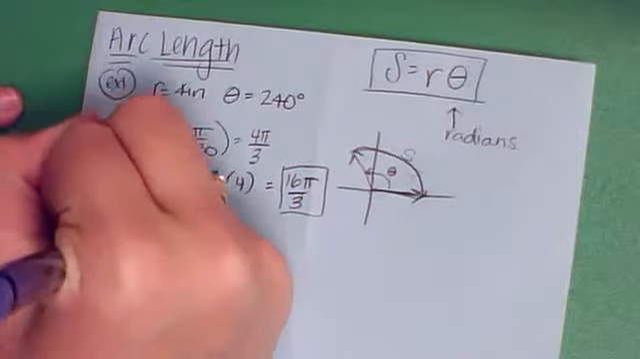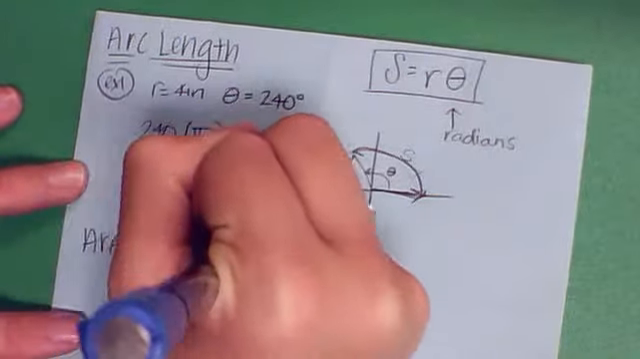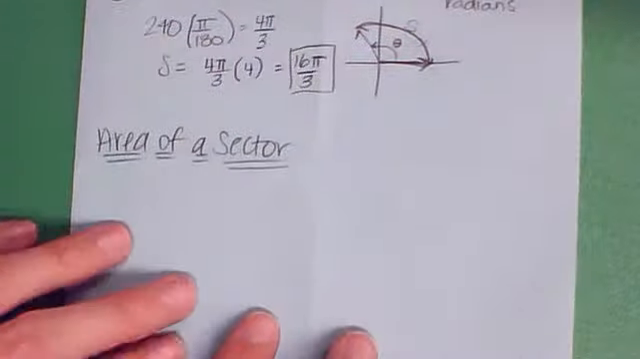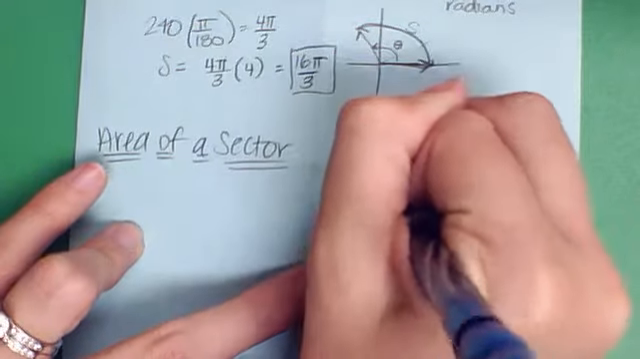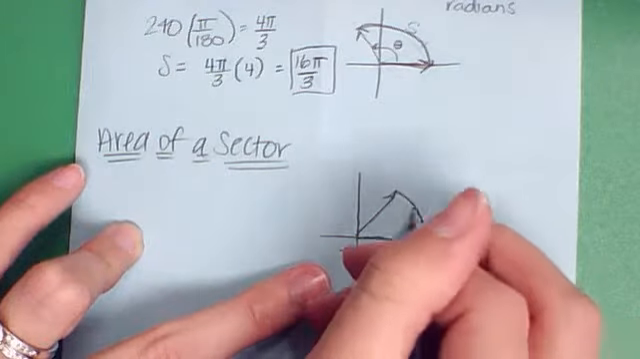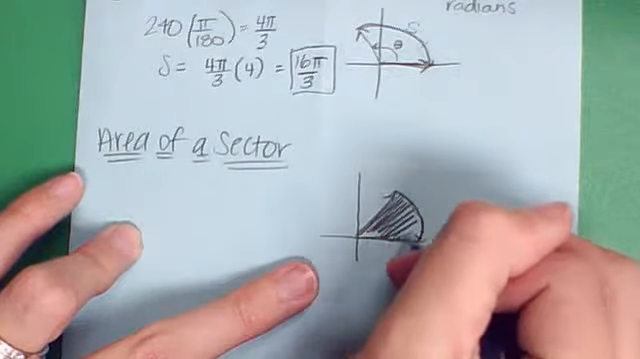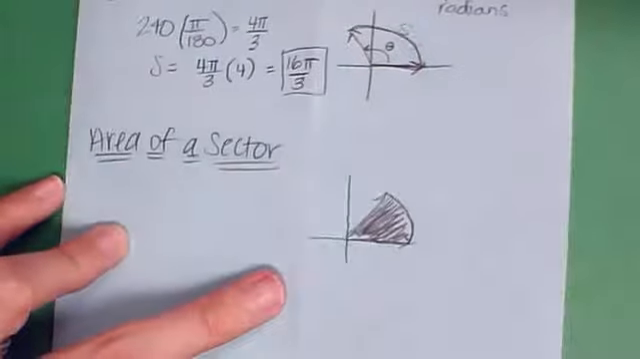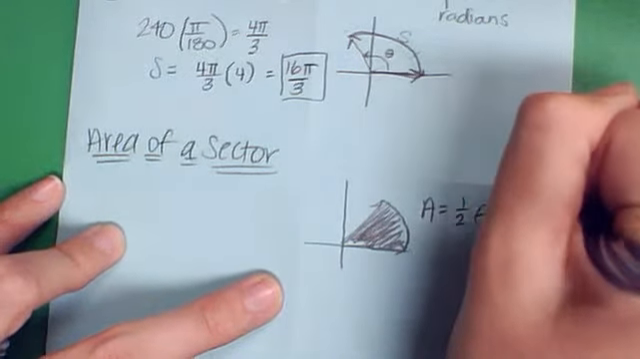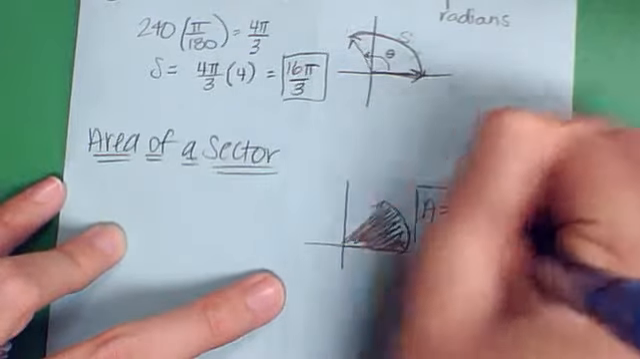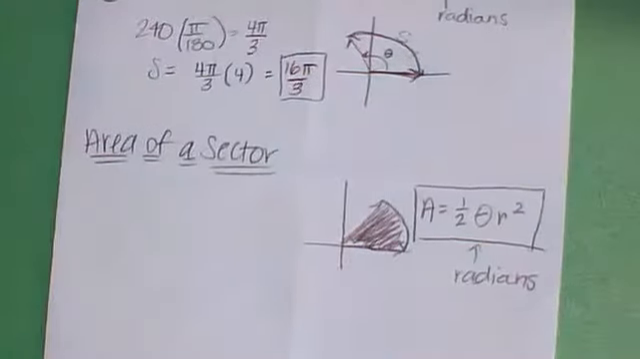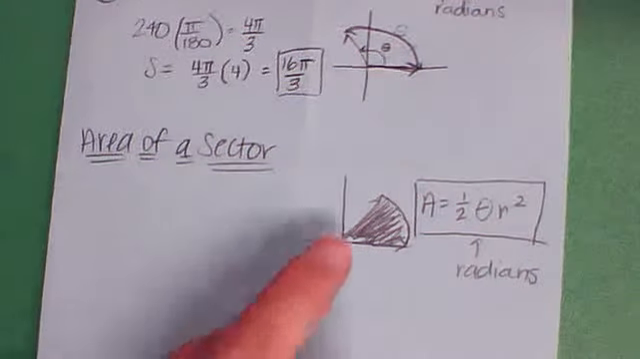The second thing we need to learn about today is the area of a sector. And that concept is basically if I make an angle again, and I still do my arc length, which is this distance here, but then I shade it in. Okay, and I want to know the area of this shaded region. I can use this formula, A equals 1/2 theta R squared. Again, my theta needs to be in radians.